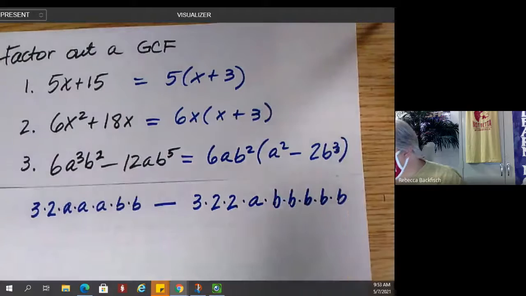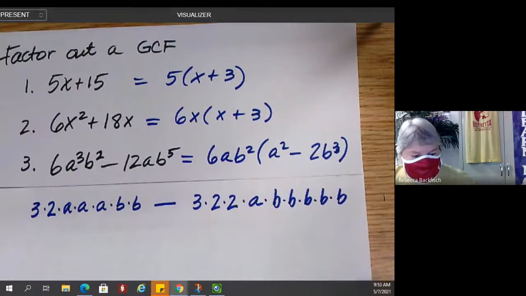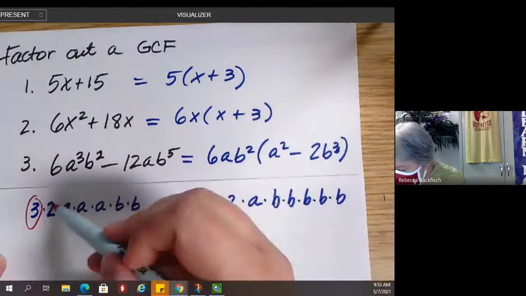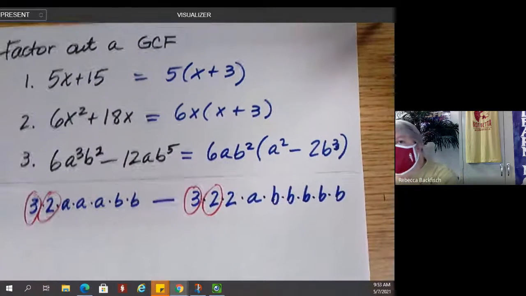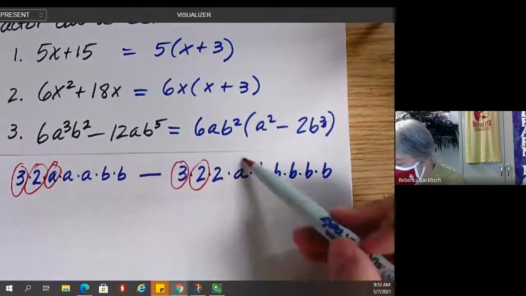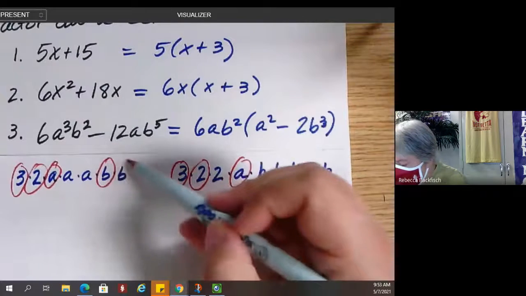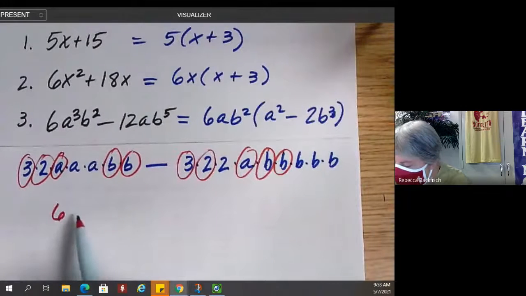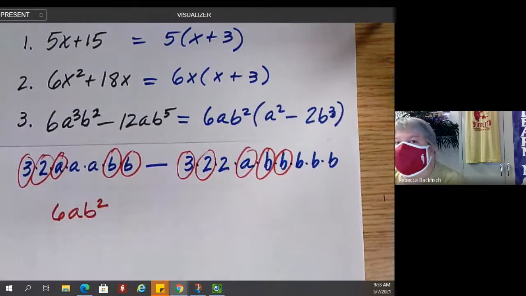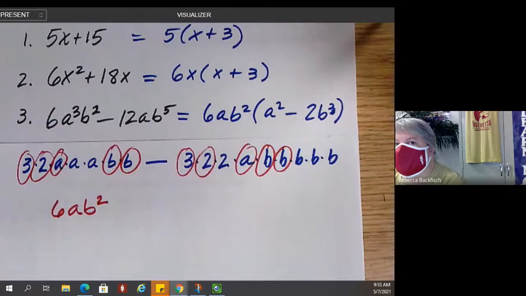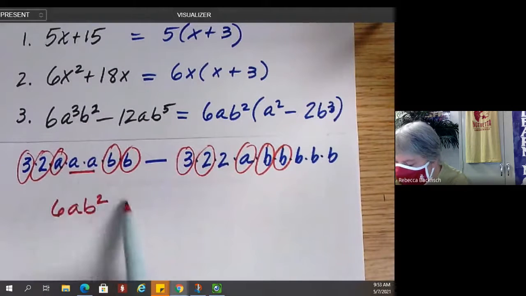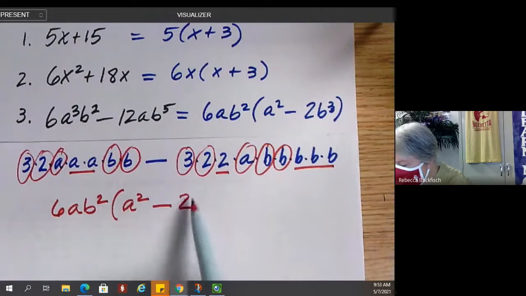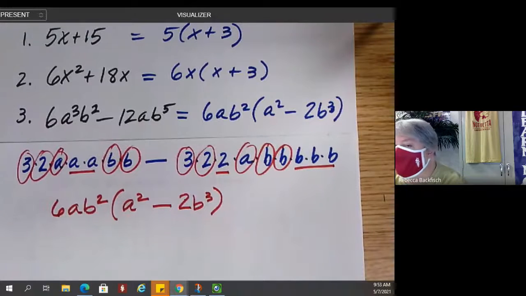All right, so for the common factor, I've got a 3, I've got a 2. No other numbers in common. I have an A, no other A's, and I've got 2 B's in both of them. So 3 times 2 is 6, and then I've got an A and then 2 B's. So that's how I know that's my greatest common factor. And then what's left inside is A times A, which is A squared, minus 2 times B times B times B, which is B cubed. Okay?